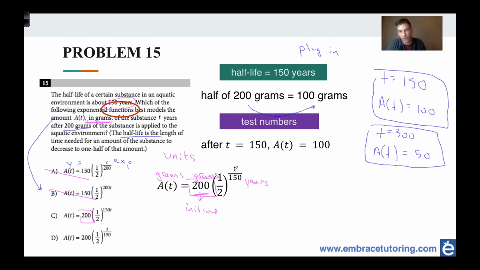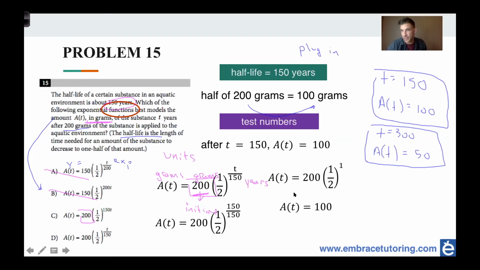Now, if I plug in t equals 150 here, you can obviously tell that this is going to be A of t equals 200 times 1/2 to the 150 over 150. This would then be 1, right? 150 over 150 becomes 1. And then it just becomes 1/2 to the first power, which is 1/2. 200 times 1/2 will give you 100, and that is what I had predicted. And this is the only one that will work for that, right? You could test the other ones if you'd like to, and I encourage you to do so you can see how everything works out. But D is going to be your best answer in that regard.